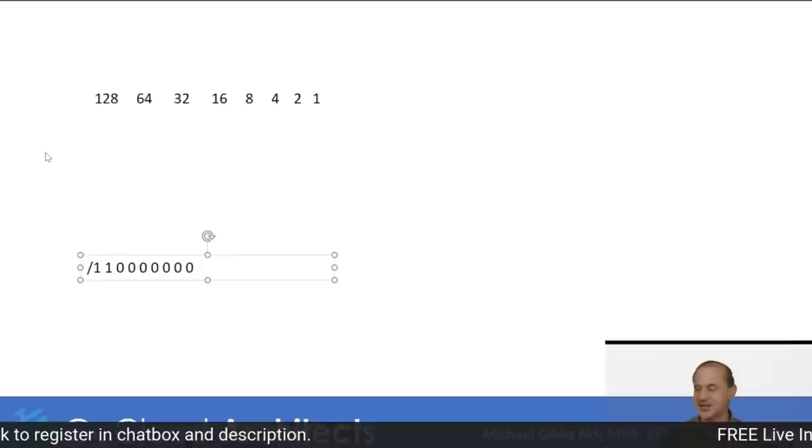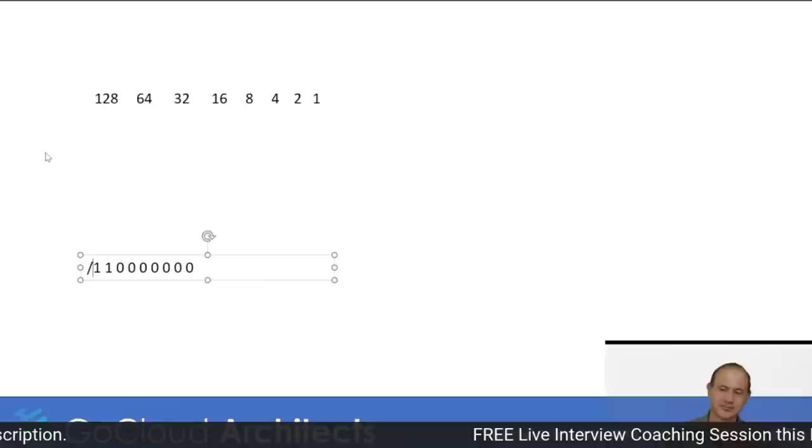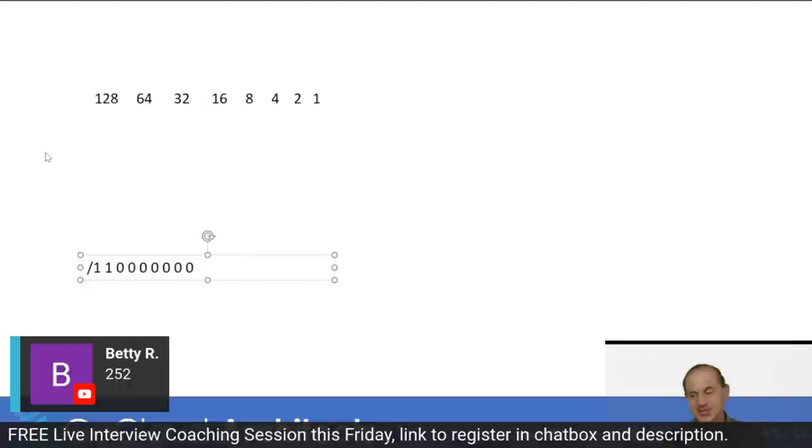This is the slash 30 for the WAN links we use all the time. Exactly. So after we see this, next you'll see why we never use slash 31s and why we still use slash 32s.